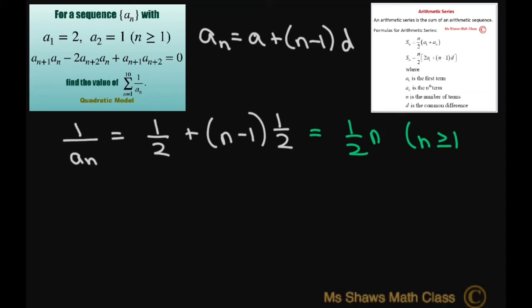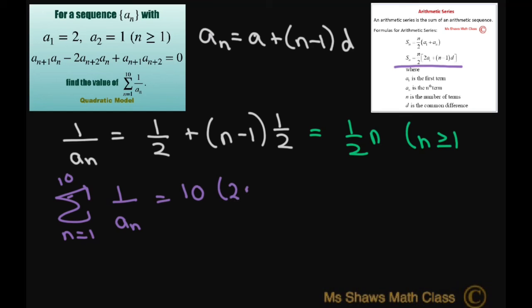Now let's do the sum. Our sum from n equals 1 to 10 of 1 divided by a sub n equals, and this is where I'm going to use this formula. This is going to give you 10, because there are 10 terms, times 2 times your first term 1/2, plus n minus 1, so 10 minus 1 is 9, times your common difference. And this is all divided by 2.